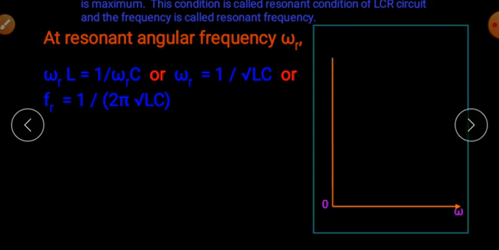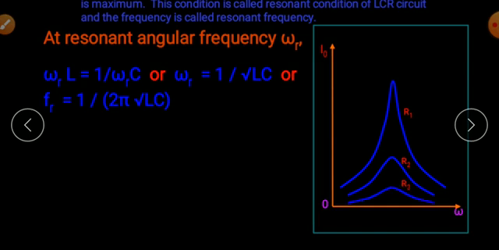So this graph is the angular frequency versus current graph. In it we see the variation of current with the changing frequency of the applied voltage. It is clear that for frequencies greater than or less than omega R, the values of current are less than the maximum value.